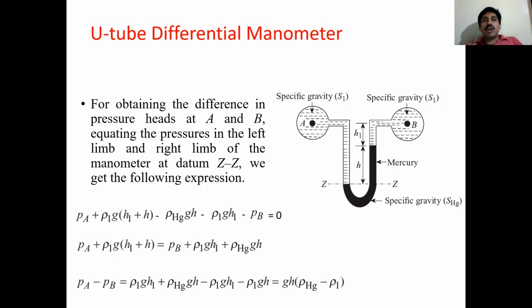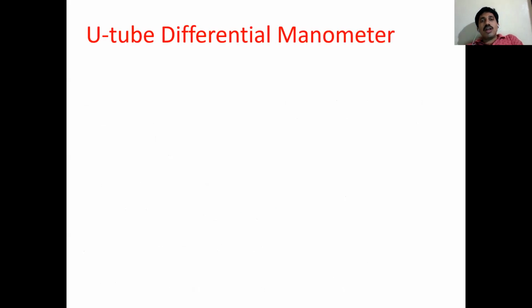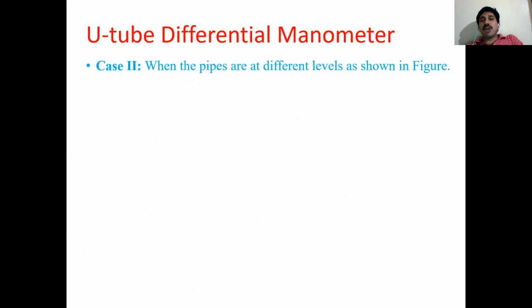So this is the U-tube differential manometer for upright, or when two pipelines are at the same level, for case 1. Next, for the upright differential manometer, case 2. Two pipelines are at different levels. How would the diagram be?